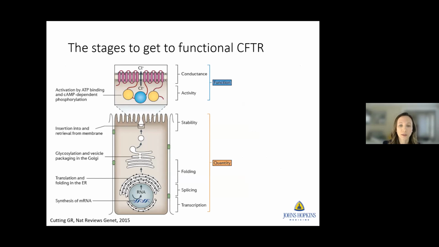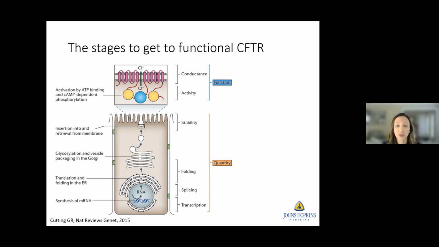And so this is a schematic showing how we get from DNA up to CFTR protein. So at the bottom, we've got DNA that goes to RNA, that gets translated into protein and folded in the ER. Then it gets packaged up and trafficked, that's basically transporting it to the cell surface. So that bottom section talks about production of CFTR from a quantity perspective. How much protein are you making?